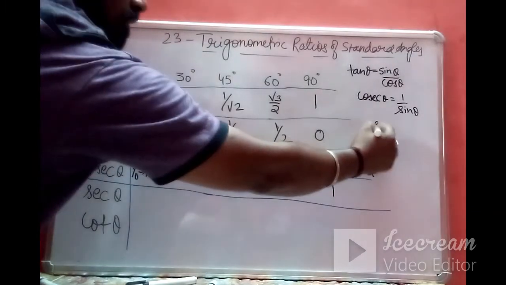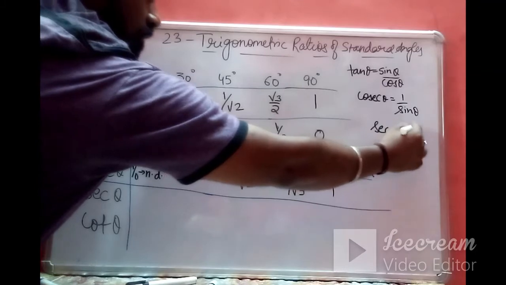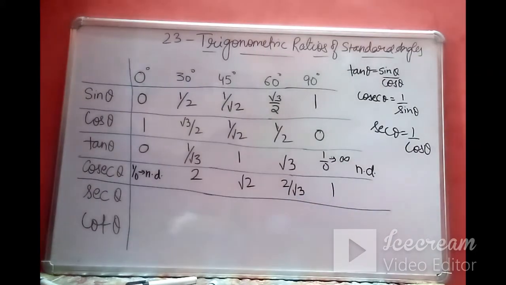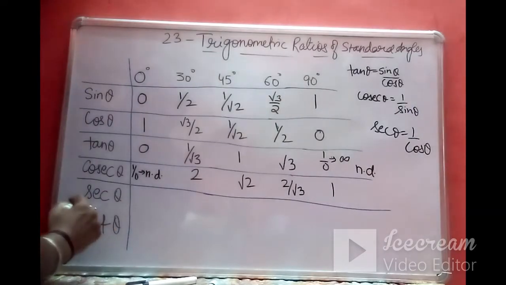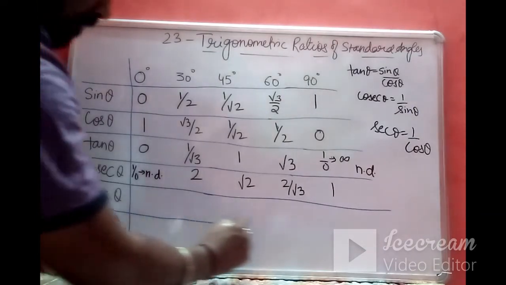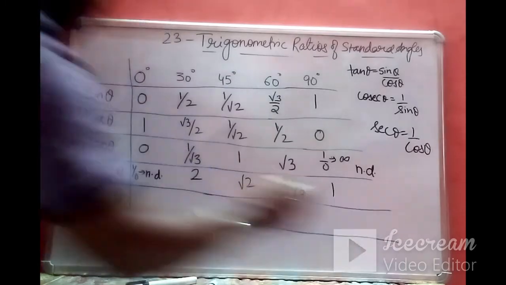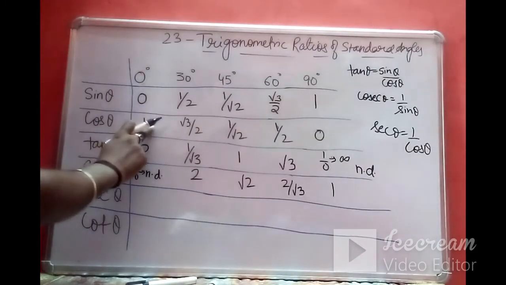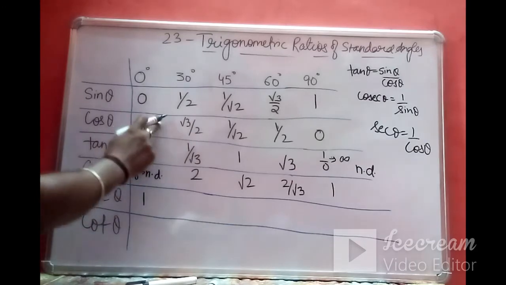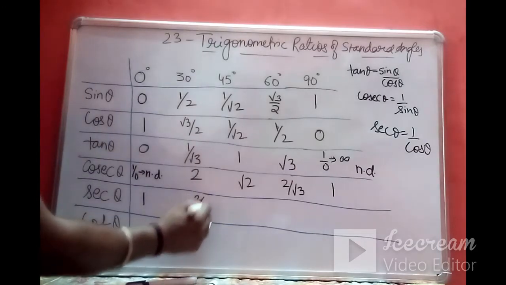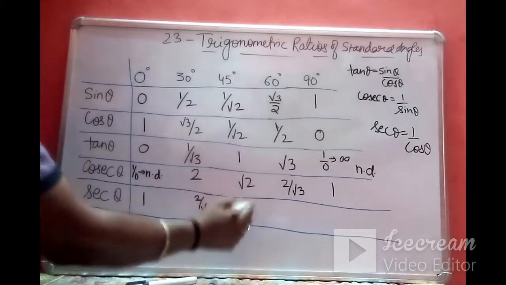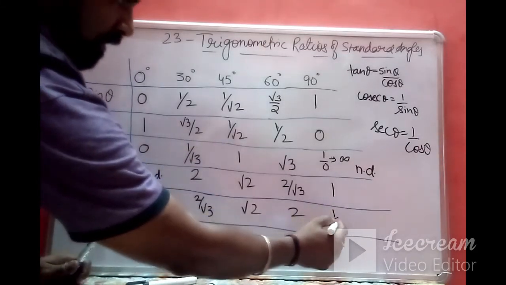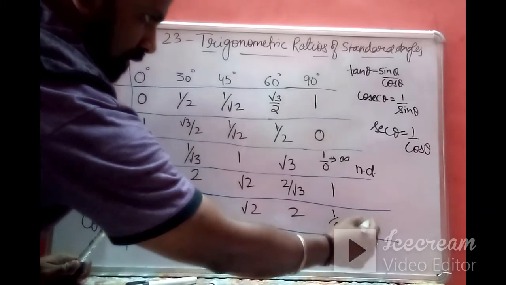Then we know that sec theta is 1 upon cos theta. For writing the values of sec theta, we will take the reciprocal of the values of cos theta. The reciprocal of 1 is 1, then it is 2 by root 3, then it becomes root 2, then 2. Again the reciprocal of 0 was there, so it is again not defined.